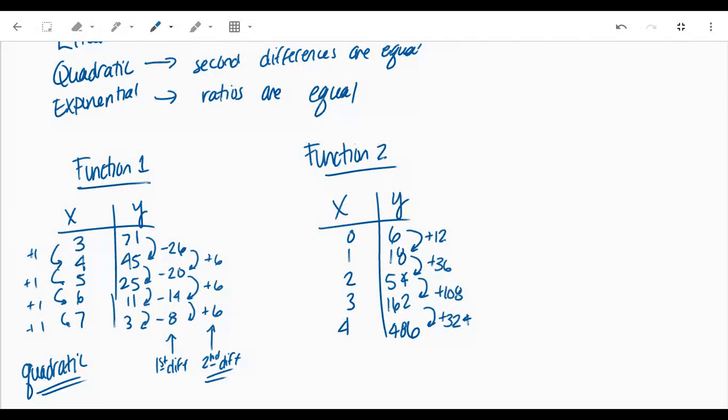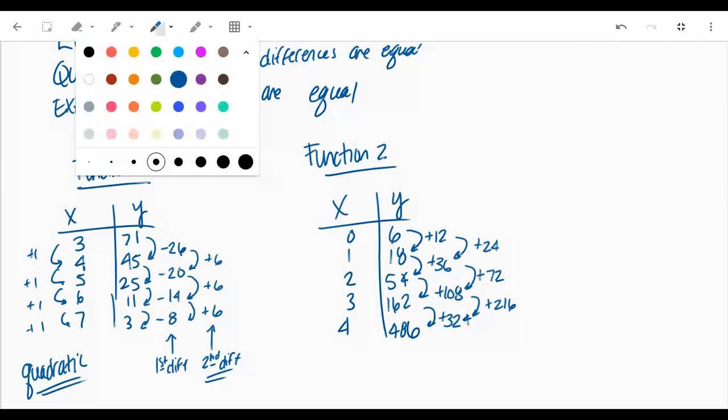So first difference is not the same. Second difference, I have a plus 24, and then 108 minus 36, I have a plus 72, and then 324 minus 108, that's plus 216. Okay, so it's not quadratic either. And then fun fact, if the third differences were the same, then it would be a cubic function. If the fourth differences were the same, then it would be a fourth degree function. All right, so it's not quadratic, it's not linear. Now we're going to check to see if it's exponential.